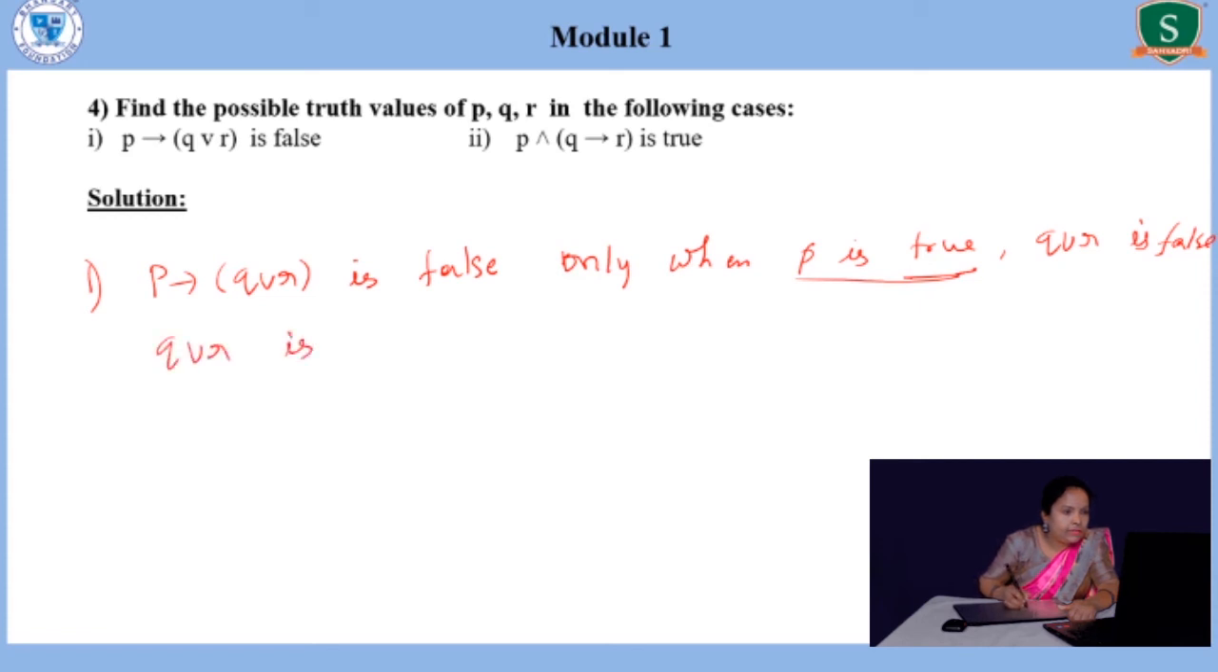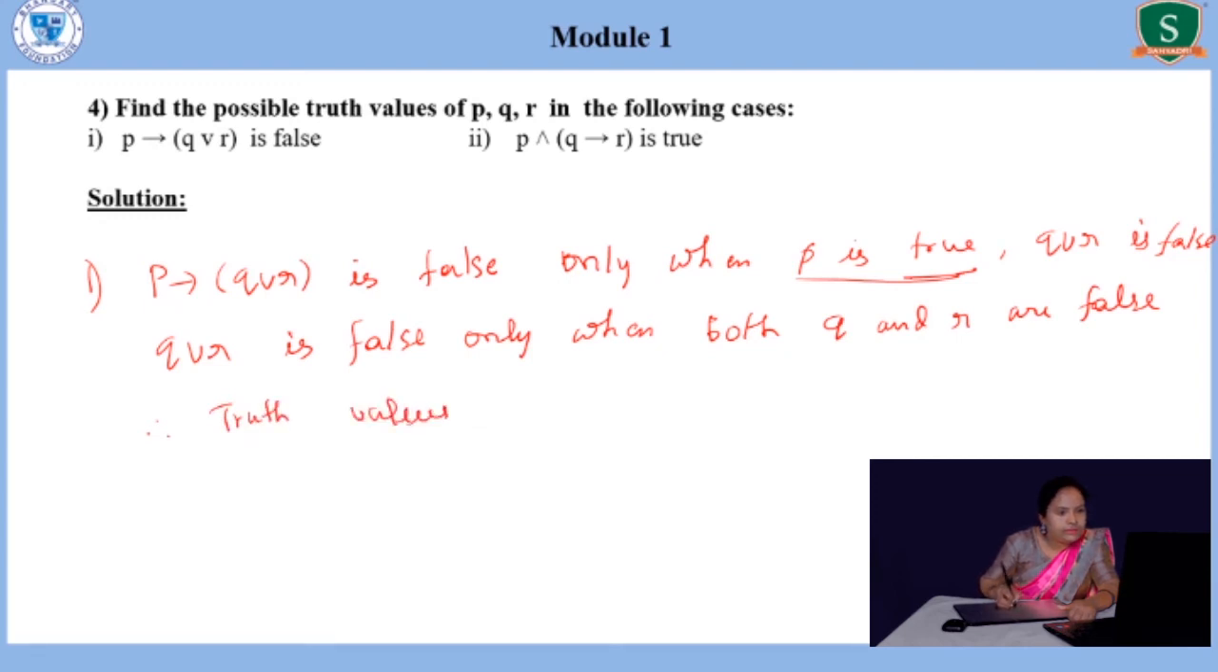Q or R is false only when both Q and R are false. Okay. Now we got the truth values. The truth values of P, Q, R is, P is true, one I can write. Q and R both are false, 1, 0, 0, respectively. Okay, first one is over.